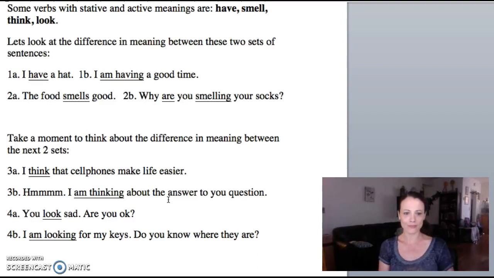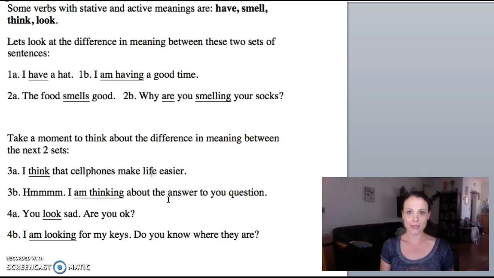How about 4? In 4A, you look sad. That's like you appear, you seem. I notice that you look sad. Are you okay? Right? But in 4B, I'm doing an activity, I'm searching. I'm looking. Where are my keys? I can't find them. In that case, it's obviously the active meaning. So I can use the progressive verb.